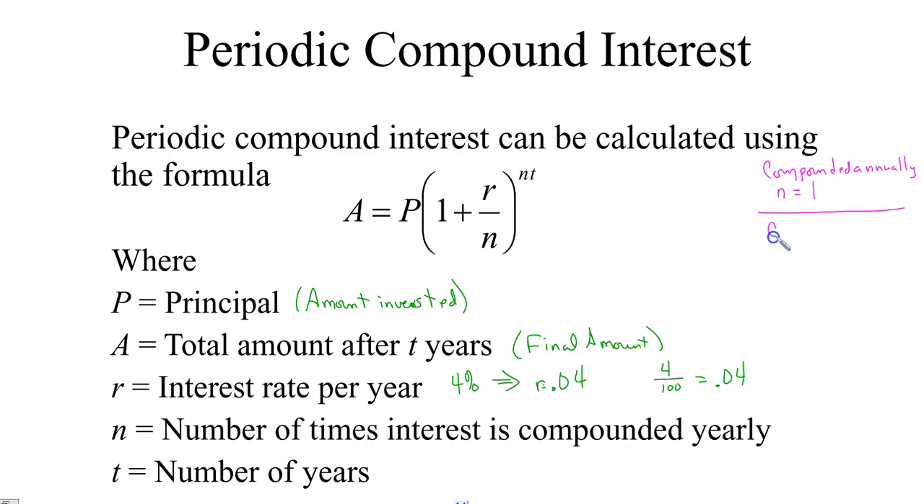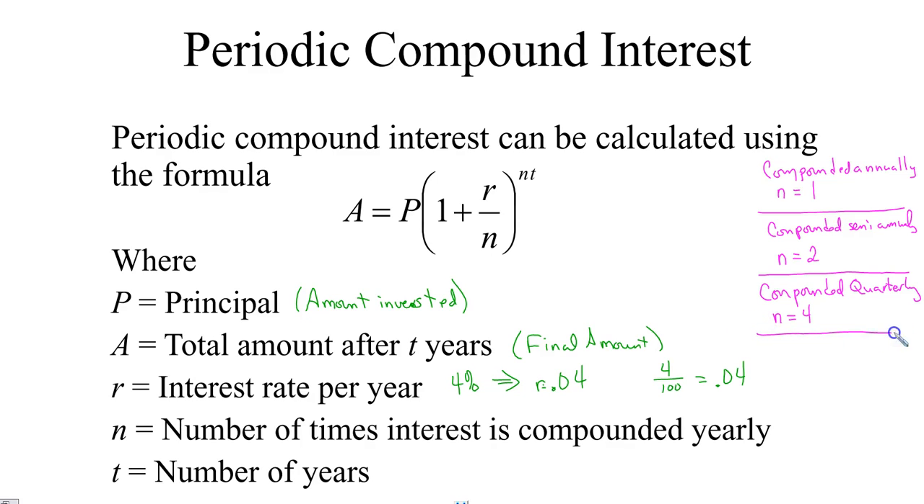If the problem says that the interest is compounded semi-annually, then N is going to be 2, because it's going to be compounded twice a year. If it says compounded quarterly, well, there are 4 quarters in any one whole, and so N is going to be 4.